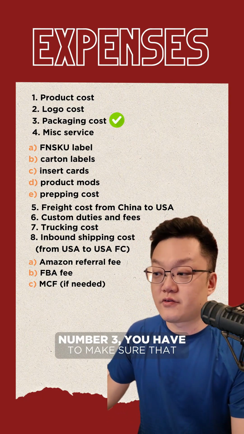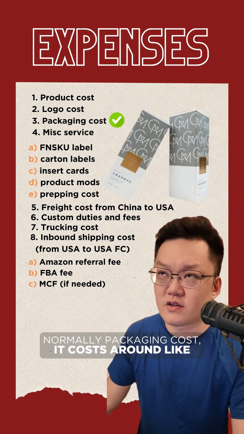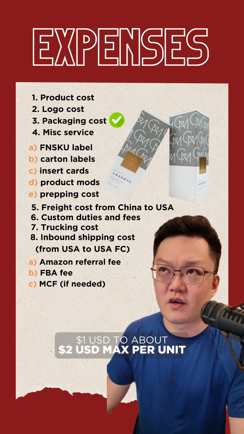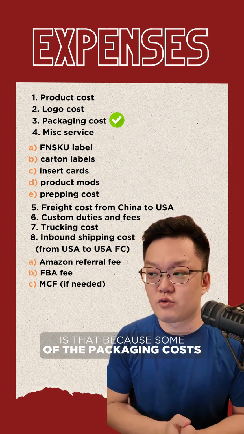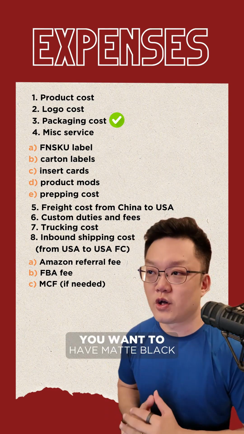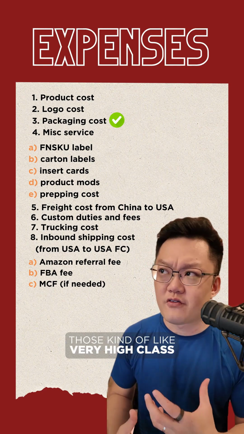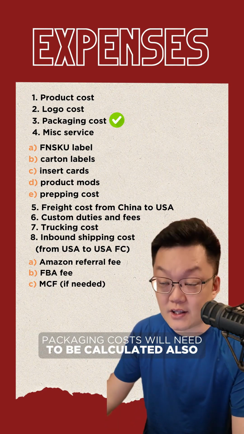context. Number three, you have to actually make sure that the packaging cost is correct. Normally packaging cost costs around $1 to about $2 max per unit. Why is it so expensive? Is that because some of the packaging will cost a bit more because you want to have gold foil kind of wording, you want to have matte black, those kind of very high class kind of design. So packaging costs will need to be calculated also.